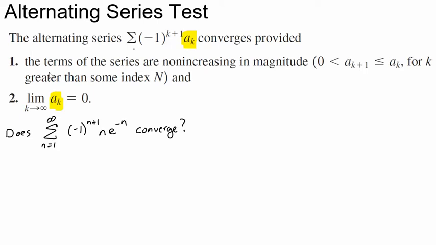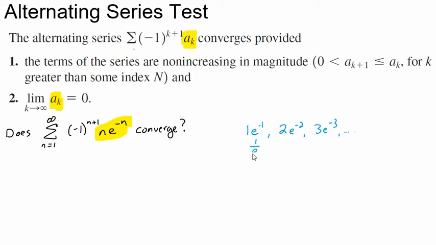So the first thing we want to do is make sure that the terms of the series are non-increasing in magnitude. So we're talking about magnitude again. We're basically ignoring the fact that they're changing signs. So we can look at the terms of this part right here and see if those are non-increasing. Let's look at the first few terms. Starting at n equals 1, we're going to get 1 times e to the -1. And then we're going to get 2e to the -2, 3e to the -3, etc.